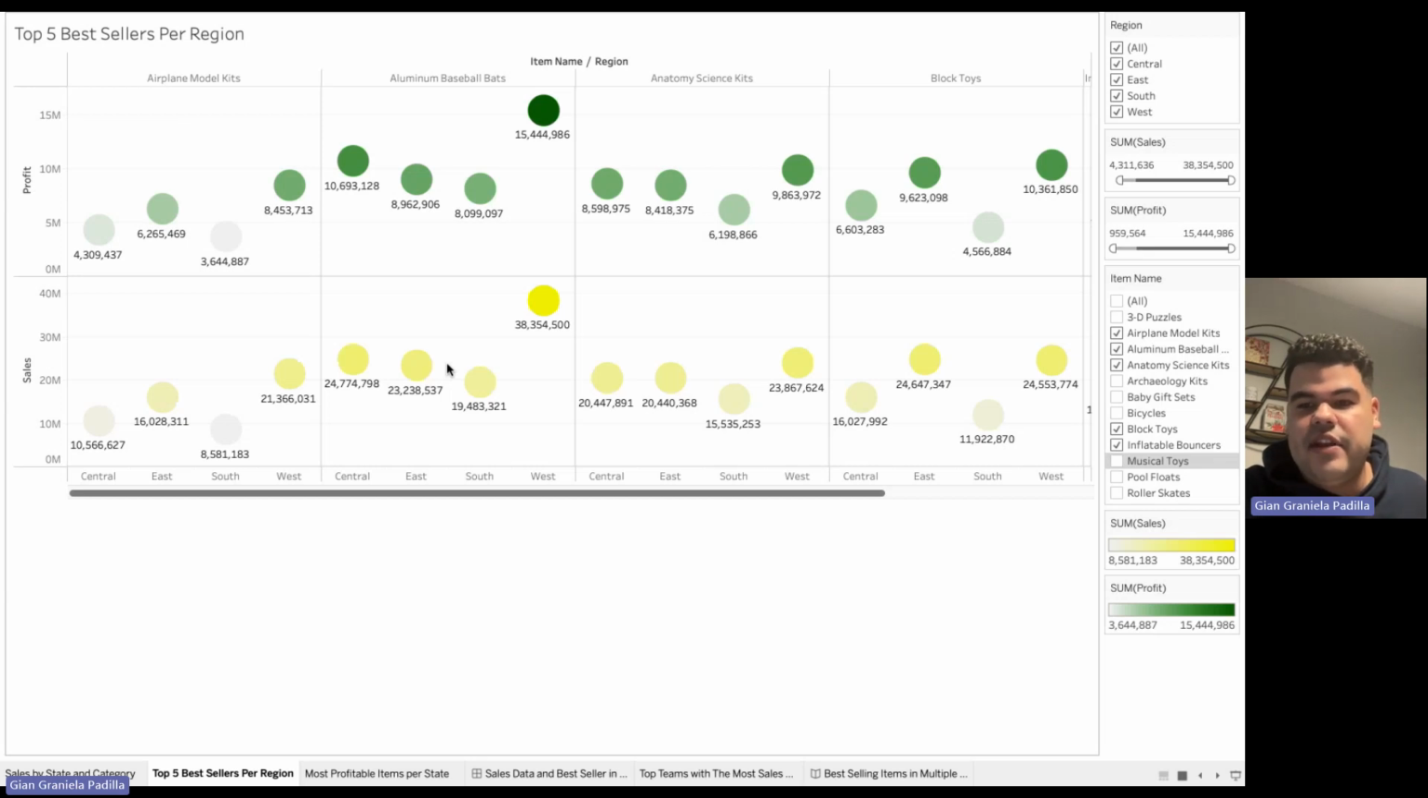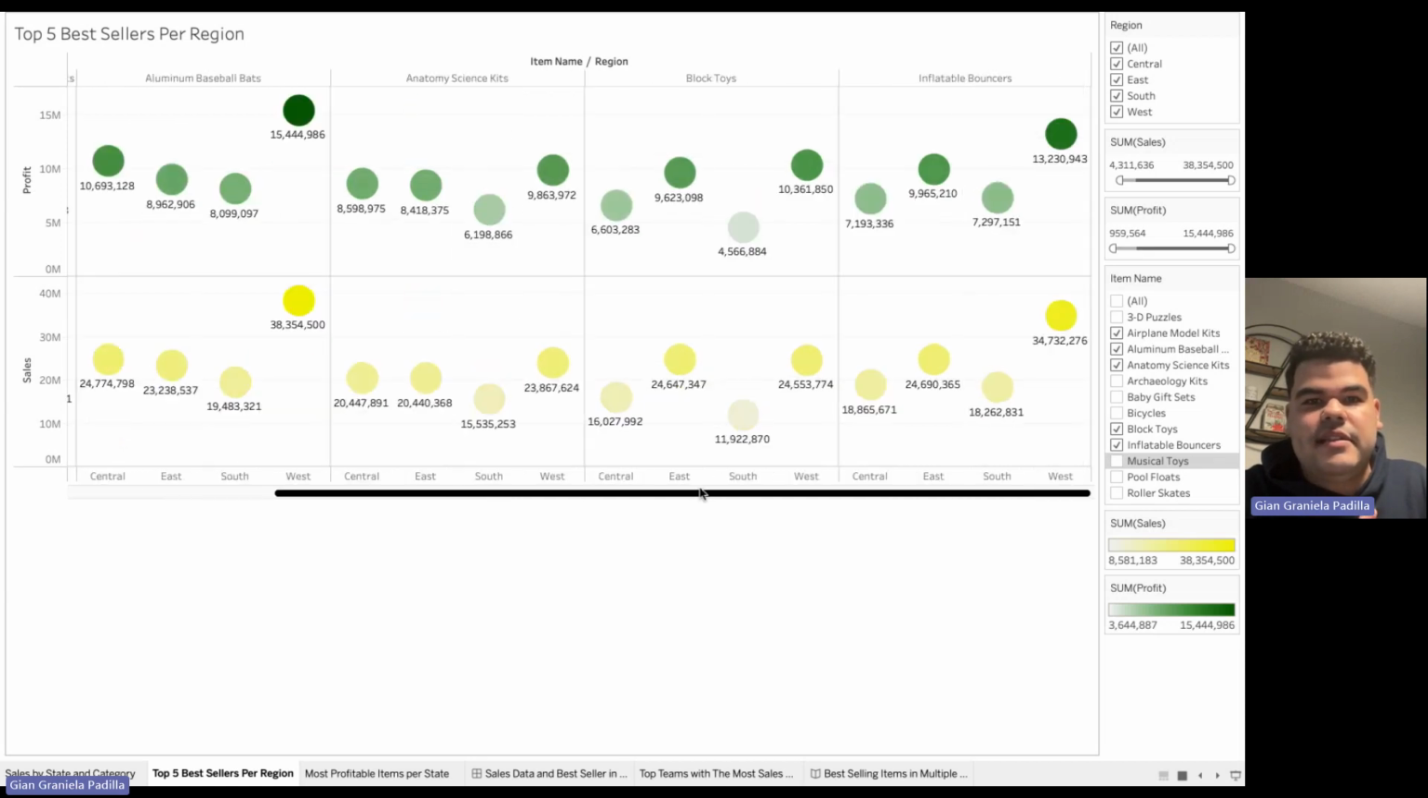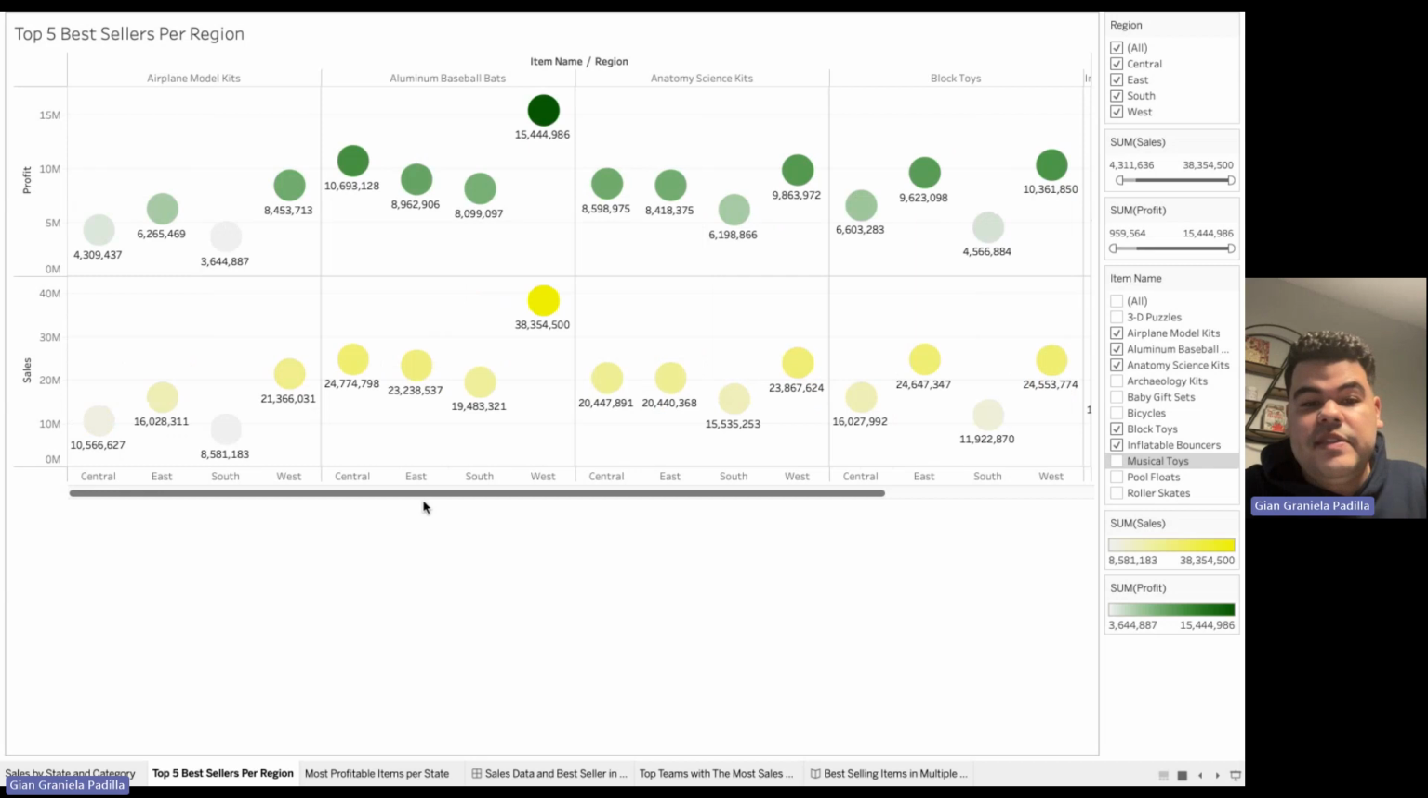And then for the next worksheet, I thought about looking at what were the five best selling items for each region. Looking at the data, we can see that the West region performed better in sales compared to all of the other regions. I chose to analyze the airplane model kits, the aluminum baseball bats, and all these items because they seemed like the better performing items out of all the items that we were given in the data.